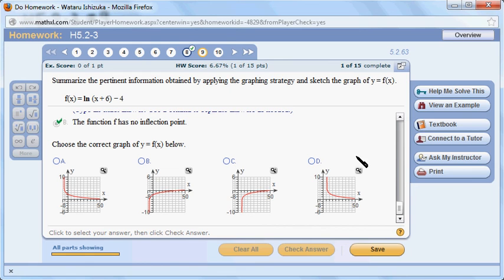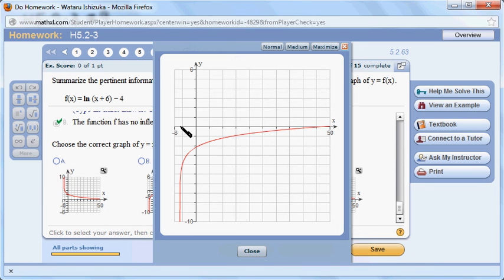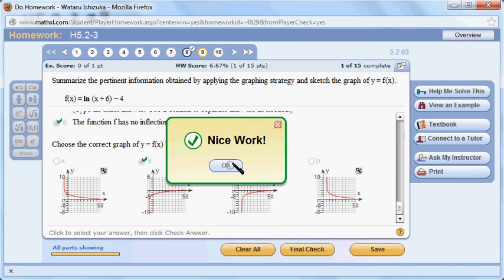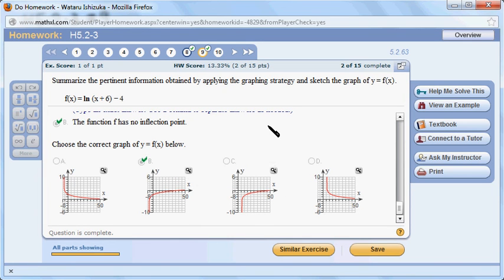Then here, it has to be always increasing and concave down. So A is not going to be it, D is not going to be it, it's going to be these two. The domain starts from negative 6, so looking at this one, B is promising. It starts from negative 6, so this should be it. Let's choose B and check. Right, that's it. I hope that this was clear.